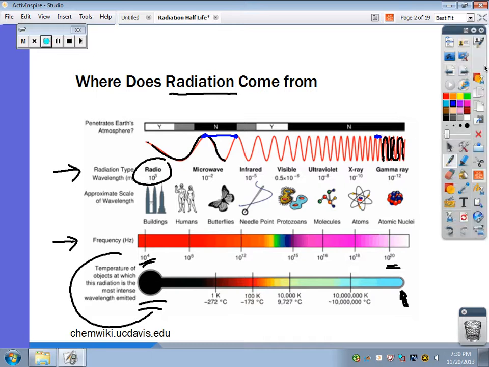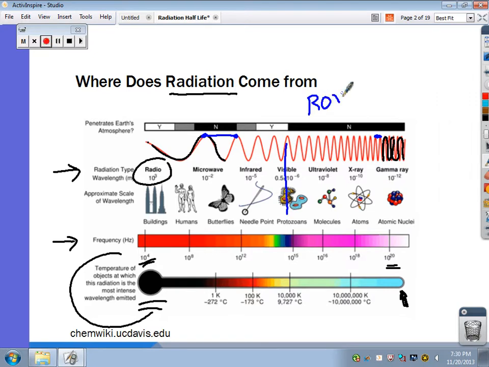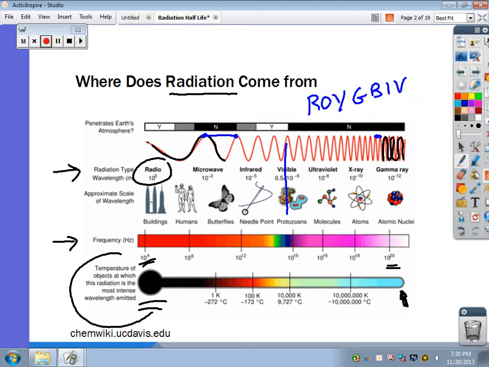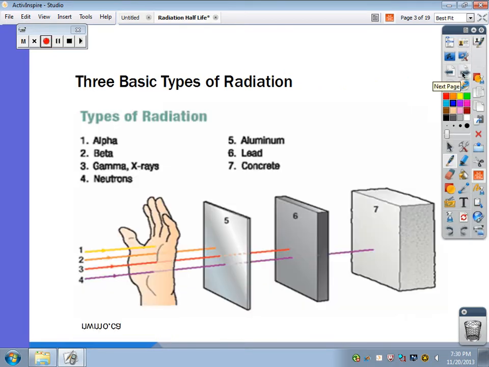And if you look where visible light is, it's a very small part. And that's that Roy G. Biv. Those colors. So if I say radiation, don't run for the hills. It's not dangerous. Unless you have certain types.